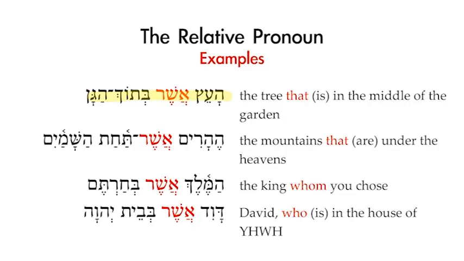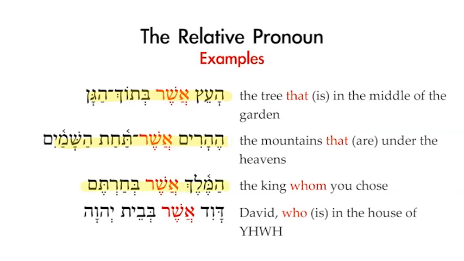The relative clause is asher bathok hagan. That relative clause functions like an adjective and modifies the noun ha'etz, the tree. Which tree? The tree that is in the midst of the garden. Our second example, Heharim asher tachath hashemayim, the mountains that are under the heavens. Here we have the relative clause asher tachath hashemayim, modifying the masculine plural form of mountain or mountains. What mountains? The mountains that are under the heaven. The relative clause is modifying the noun mountains.